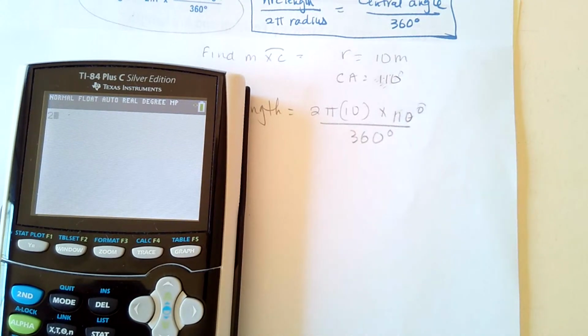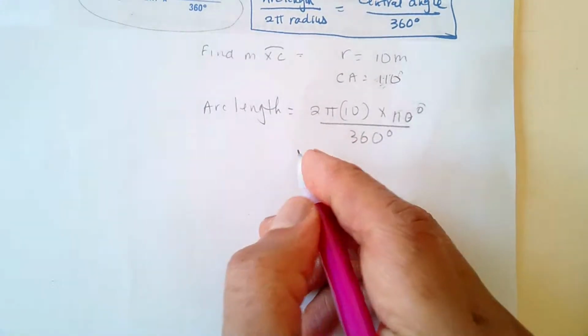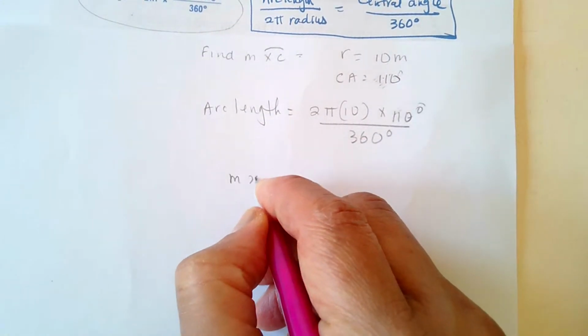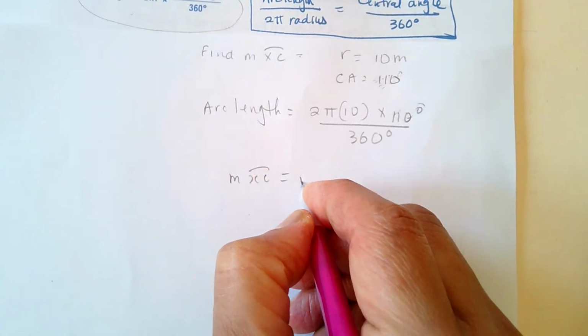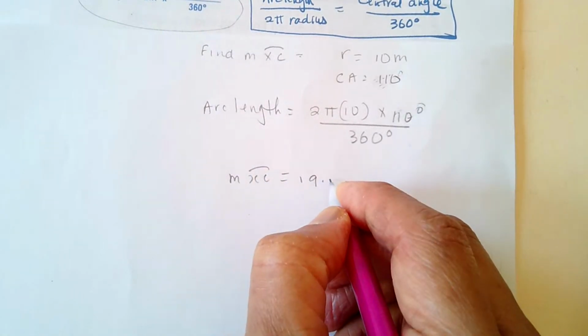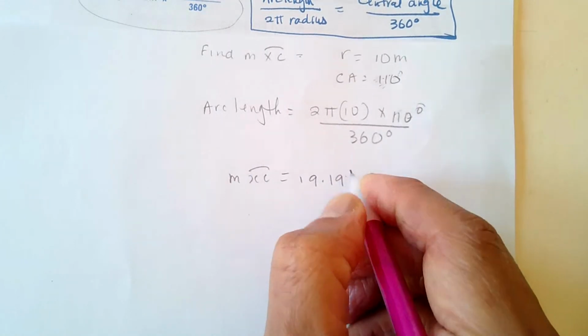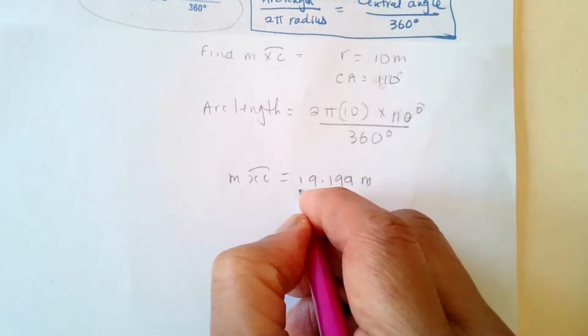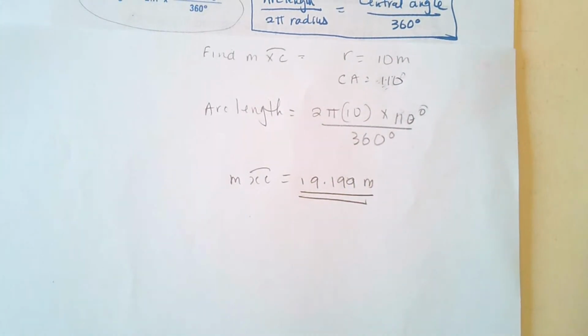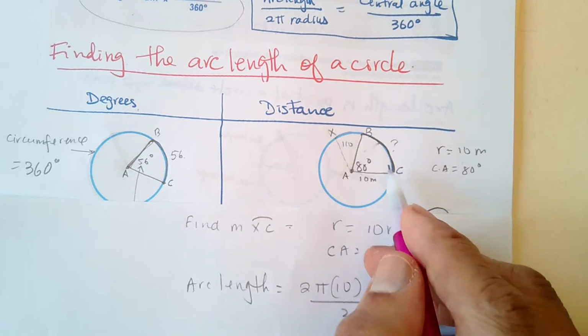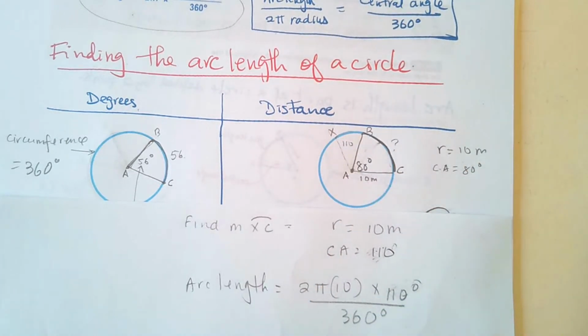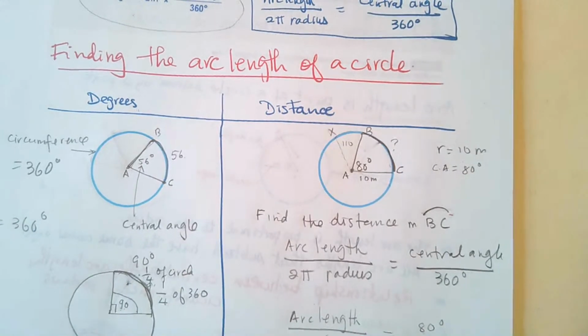So 2 times pi times 10 times 110 degrees divided by 360. Now that's more like it. So the arc length measurement of XC is equal to 19.199 meters. Obviously, this is much bigger. So more or less that is finding the arc length.